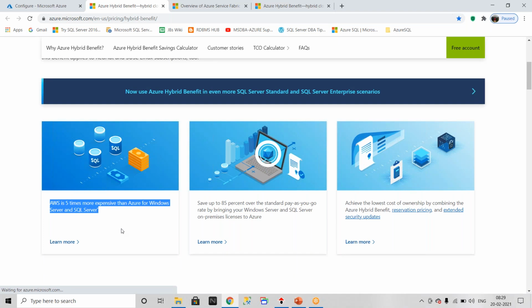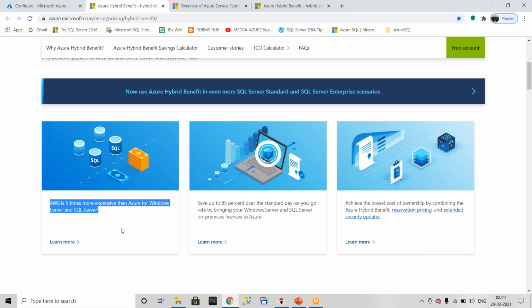Oh my God. AWS is 5 times more expensive than Azure for Windows servers and SQL servers. Will you agree? AWS is 5 times more expensive than Azure, because Microsoft is our product only, right? So we have a lower price when you deploy your SQL Server compared to the AWS platform.